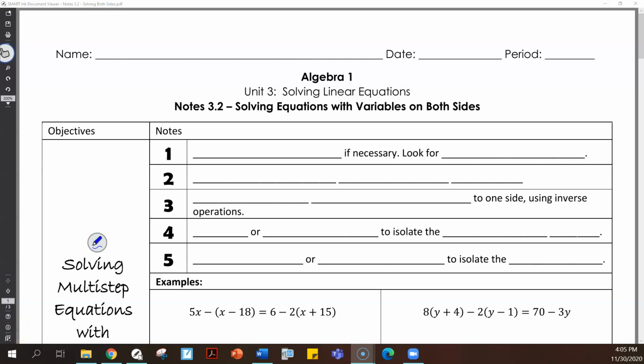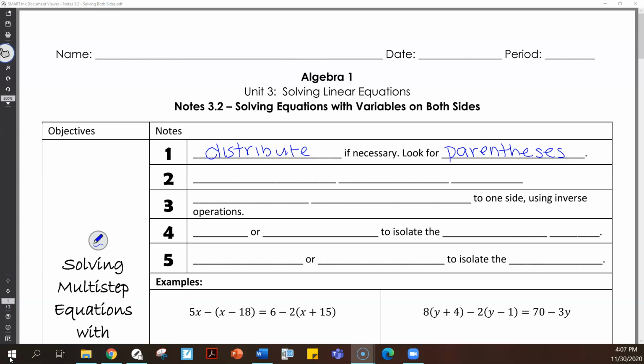Everyone. Today we're going to be talking about how to solve equations when there are variables on both sides of the equal sign. So just like when we're solving equations when there's a variable on only one side, my first priority really is to simplify whatever it is I'm looking at. So my first step is going to be to distribute to get rid of any parentheses.